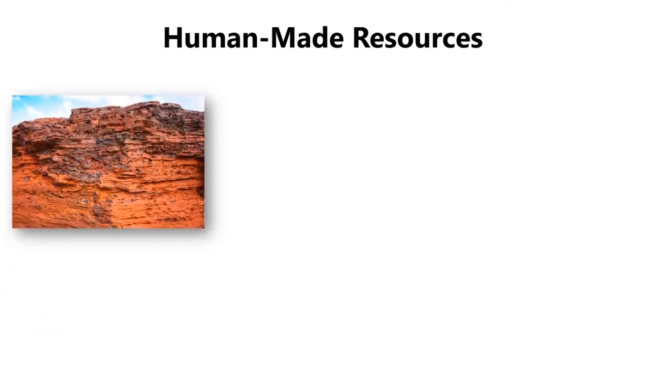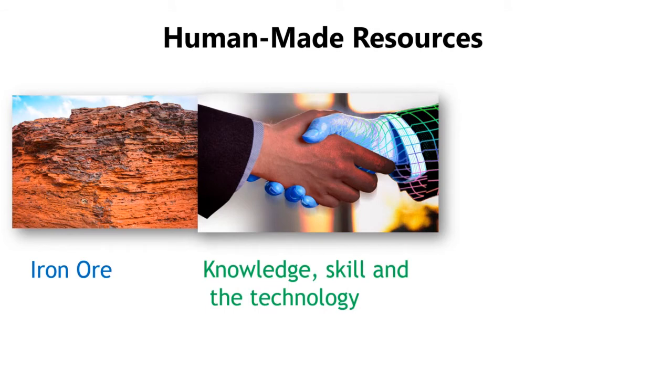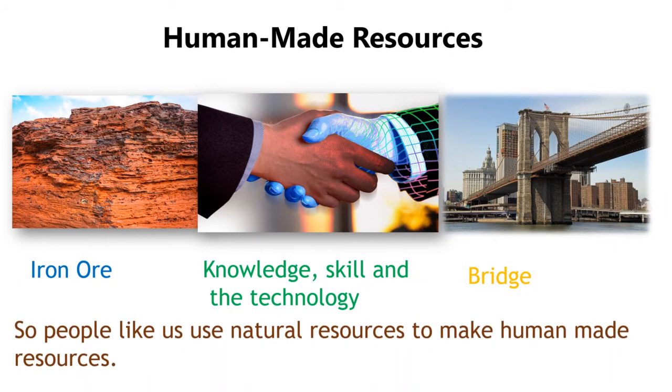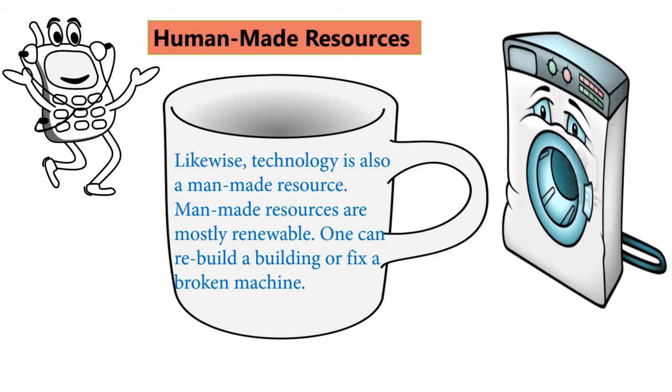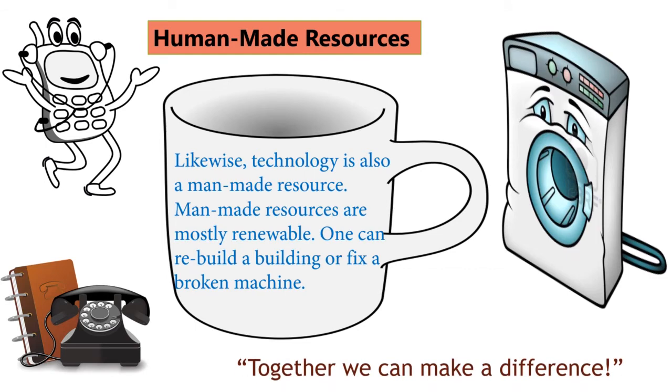Time to know how human beings use resources extracted from nature. This is known as human-made resource. For example, iron ore is present in nature, but with knowledge, technology and skill, a human converts iron ore into a bridge. So people like us use natural resources to make human-made resources. Likewise, technology is also a human-made resource. Man-made resources are mostly renewable. One can rebuild a building or fix a broken machine. Remember, together we can make a difference.